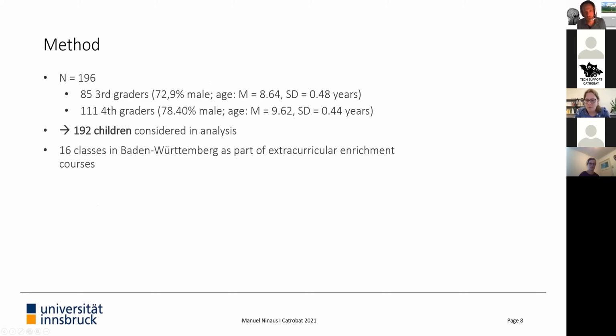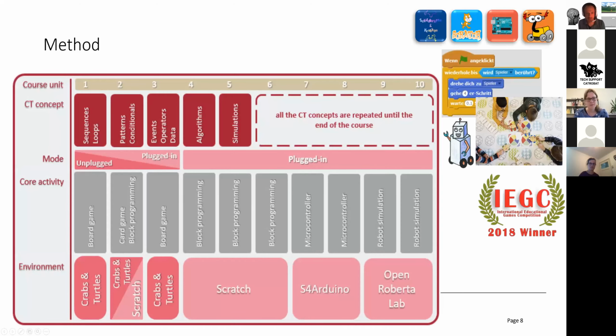So what we actually did in our study, it was a larger project. We recruited almost 200 third and fourth graders to participate. Those children were part of 16 classes in Baden-Württemberg in Germany, in the context of extracurricular enrichment programs, in particular collaborating with the Hector Children Academies. As part of this project, we designed a course to foster CT, focusing on different activities, starting with unplugged educational games that we developed called Crabs and Turtles, but also using Scratch and Open Roberta and other things to teach certain CT concepts.